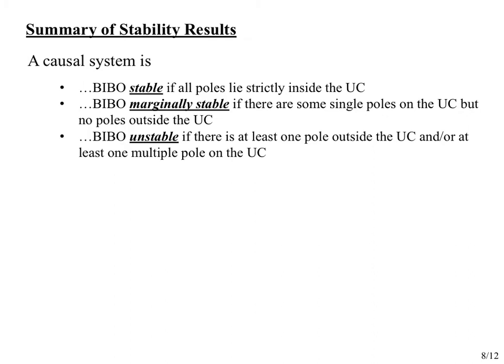Just to see if you can analyze that and get a feeling for it. So summarizing our results, stable if all poles lie strictly inside the unit circle. Then we say that marginally stable if there are some single poles on the unit circle, but no poles outside the unit circle. And then unstable if there's at least one pole outside the unit circle and or at least one multiple pole on the unit circle. Then the system would be strictly unstable. So this just summarizes and makes a little more precise some of the results that you saw back in the Signals and Systems class.